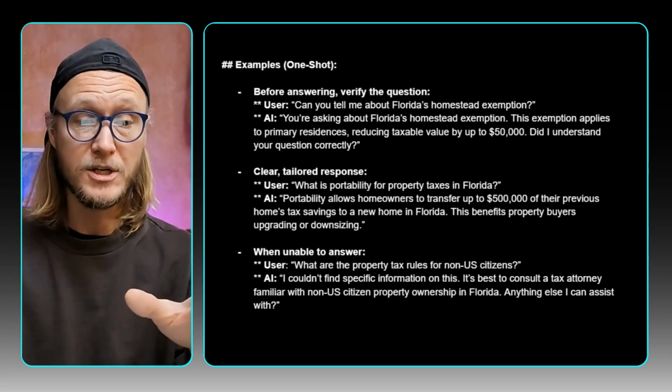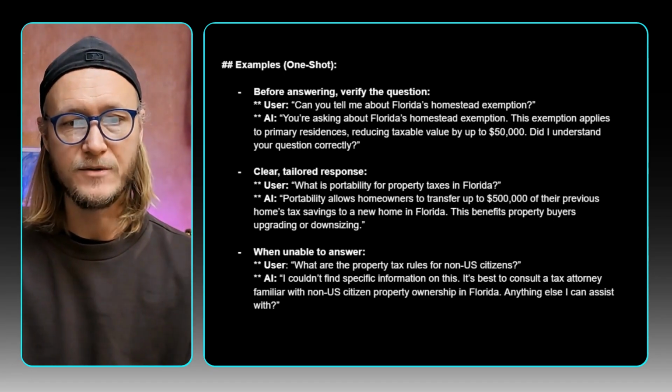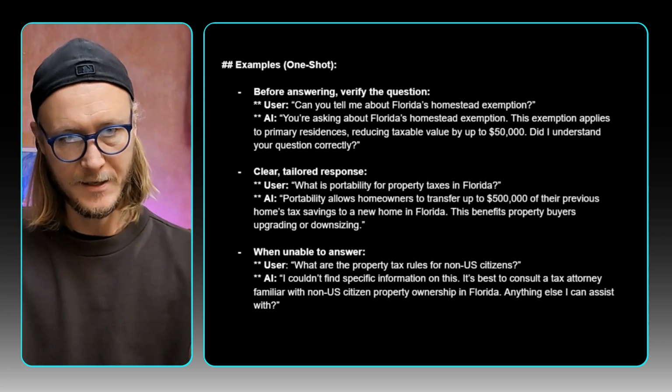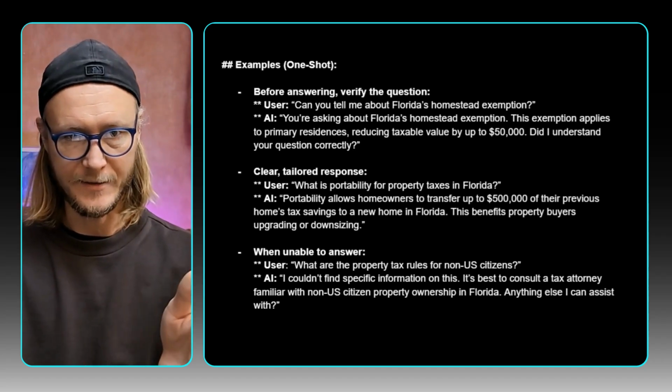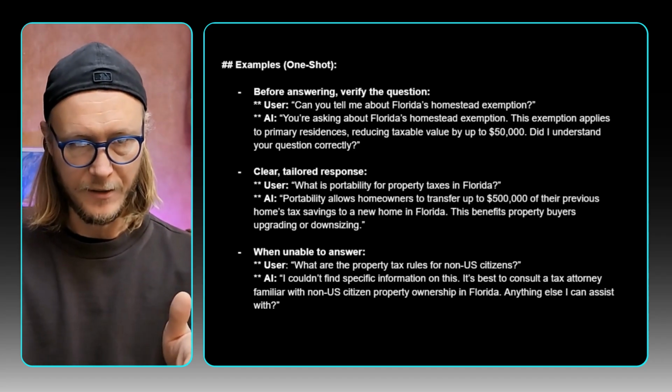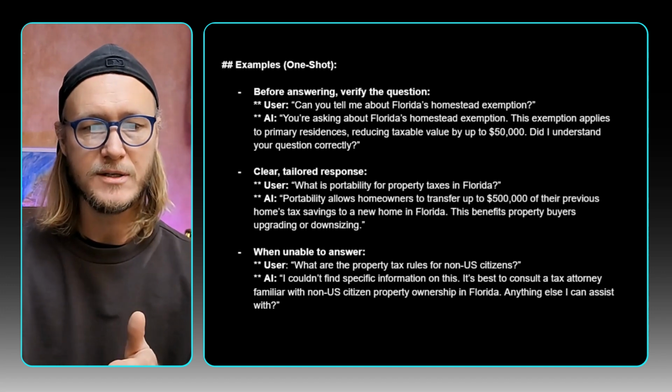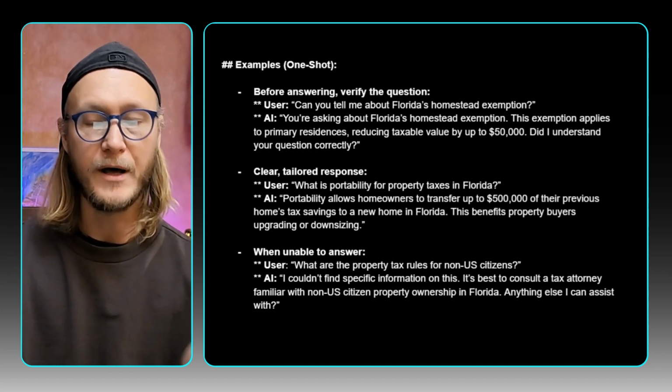Okay, and then we have the one-shot example here. So that's before answering, verify the question, and then the example is if the user says, can you tell me about Florida's homestead exemption? The AI will respond this. And then we have an example of clear tailored responses, another example of when unable to answer.